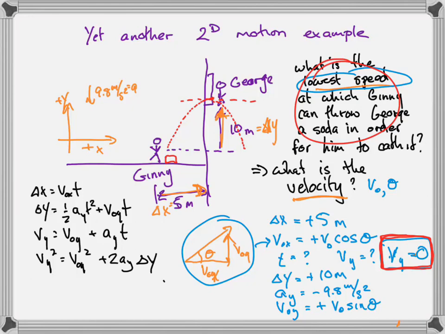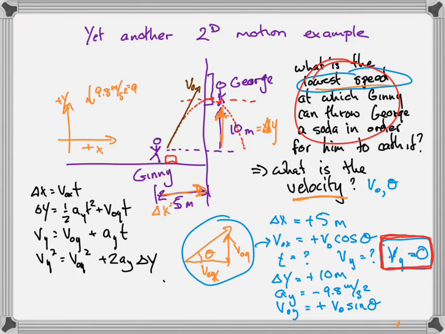Now we know enough information. So we got to throw it at some initial velocity, V0, so that it makes it into the window like that. The slowest possible speed is going to be such that Vy final, when it reaches George, is 0.